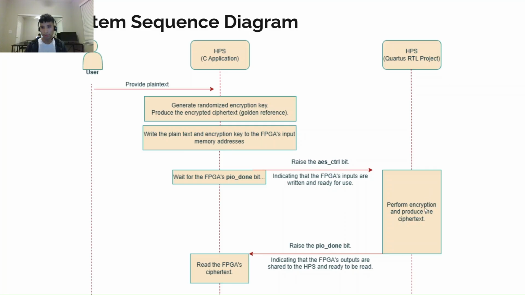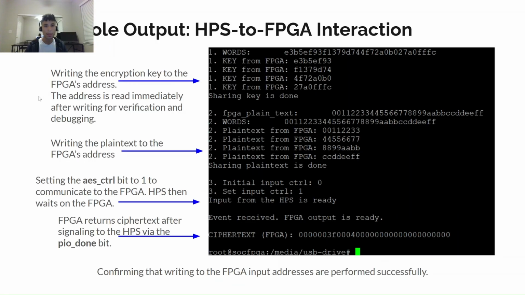So that's when the FPGA will perform the encryption process, and when it is done, it will raise this PIO done bit. So at this point here, this is when the HPS has been waiting on the FPGA. So once the PIO done bit has been raised, the hard processor should be able to see that and will then read the ciphertext to then begin the decryption process afterwards. That is our ideal case. So here's what is actually happening.